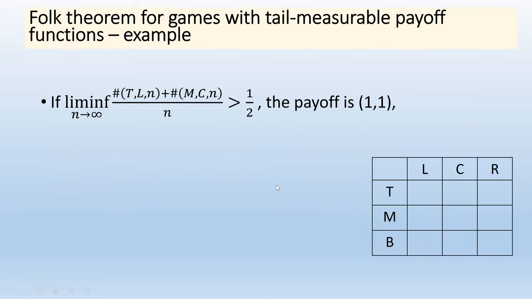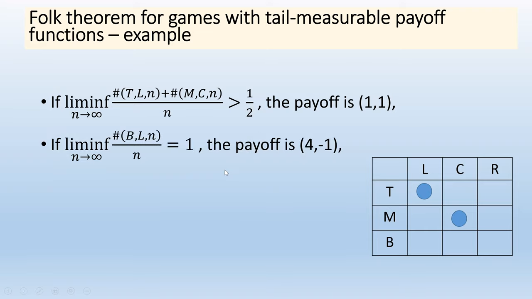And these are the details of the payoffs. If the liminf frequency, the limit frequency of the two action profiles combined, TL and MC together, is at least half, then the payoff is (1,1). So if they manage to play these two action profiles, with the sum of their frequencies having a liminf of at least half, then they end up each gaining one. If the liminf of the frequency of BL is one, then the payoff is (4,-1).